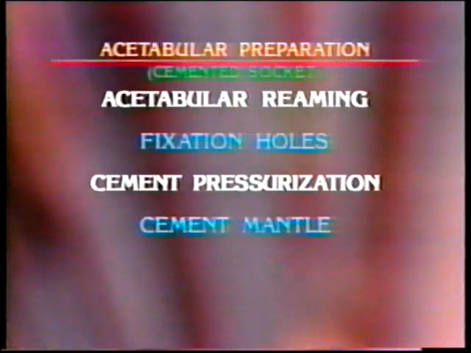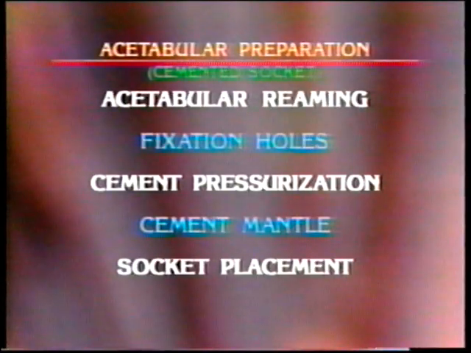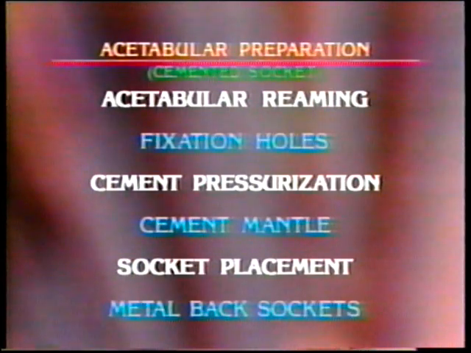With acetabular reaming, fixation holes, cement pressurization, the cement mantle, which should be at least 2 millimeters so that you don't bottom out the prosthesis against the bone. Socket placement has to be in the anatomical area and not placed up high, increasing the forces as the prosthesis is placed high. And then metal backing of the sockets, which is certainly a new innovation. This is an example of a cemented socket.